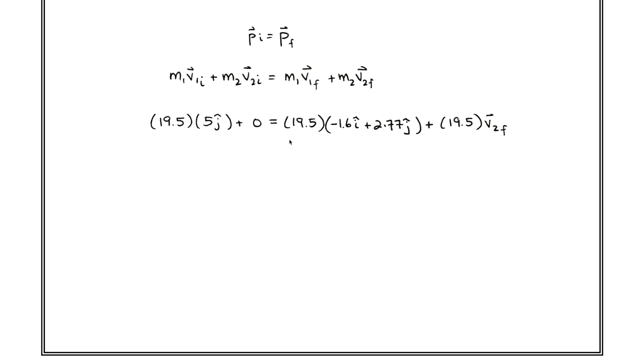So let's sub in, and here's what we have. 19.5 times 5 j hat plus 0, this term disappears. 19.5, and we get negative 1.6 i hat plus 2.77 j hat plus 19.5, and this is what we're trying to find. Now, if you're savvy, you can simply say, hey, I get an m1 here, an m1 here, an m1 here, really this is m2, but they're the same thing. I could cancel them all.